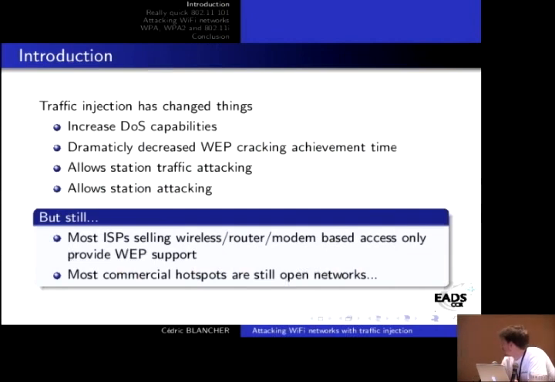Because traffic injection has changed quite a few things in the Wi-Fi security field. First, it increases the number of service capabilities. If you're able to inject crap stuff, you can disconnect people, totally screw the whole wireless network. You can break WEP within a few minutes. We'll see how you can do this. And you can attack stations and their traffic directly.